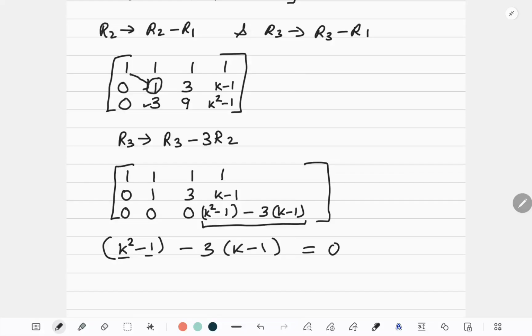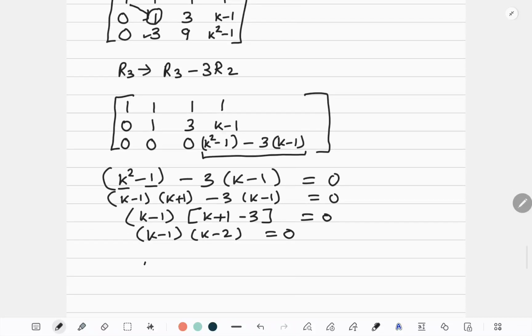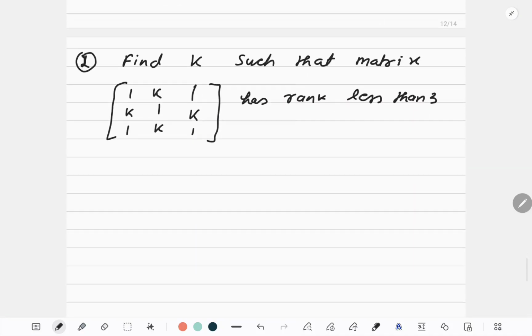Now this is a square minus b square, so I can write it as a plus b, a minus b: k minus 1, k plus 1, minus 3, k minus 1 is equal to 0. k minus 1 I can take common, so I am left with k plus 1 minus 3 is equal to 0. k minus 1, k minus 2 is equal to 0. So if k is equal to 1 or k is equal to 2, or both, then my rank will be equal to 2 and I am done. Right? Let's move to the next question.